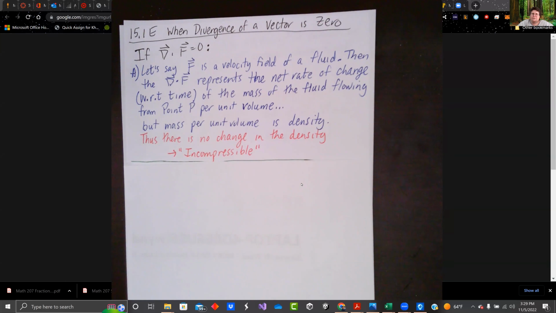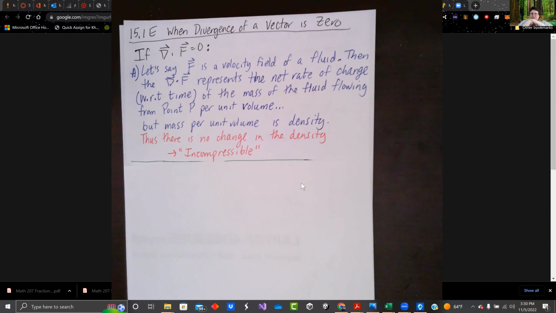In this video, we're going to do when the divergence of a vector field is 0. So the del operator dotted with F equals 0. If F was a velocity field of a fluid, then the divergence of the vector field represents the net rate of change over time of the mass of the fluid flowing through the point. I say from the point, but through the point is better. And it's per unit volume. So we've got mass per unit volume. This is density. So that's what divergence is showing.